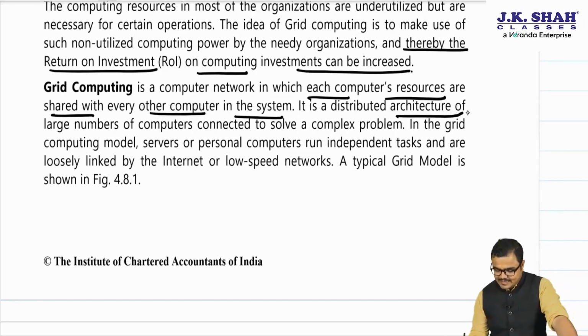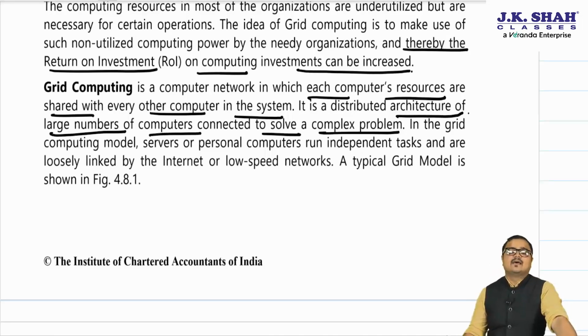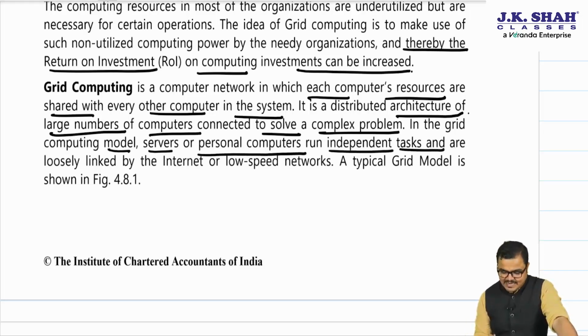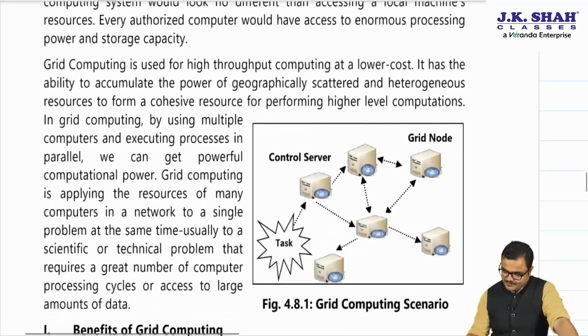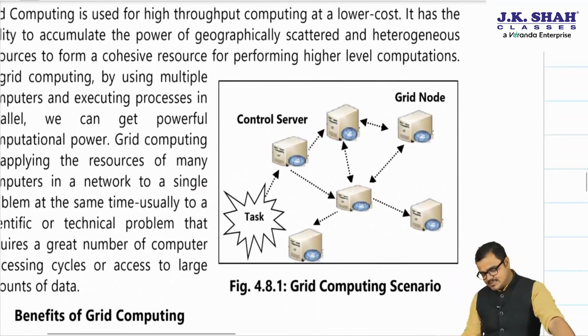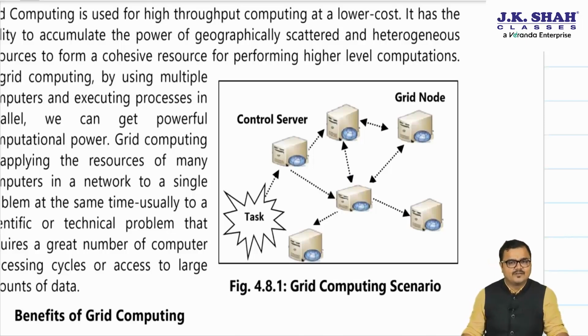It is a distributed architecture of a large number of computers connected to solve a complex problem. In the grid computing model, servers or personal computers run independent tasks and are loosely linked by the internet or low speed network. A typical grid model is shown in this diagram. You can see the diagram, people. Yes, sir. So control server is there and then work is divided among everyone. Do you agree with me?